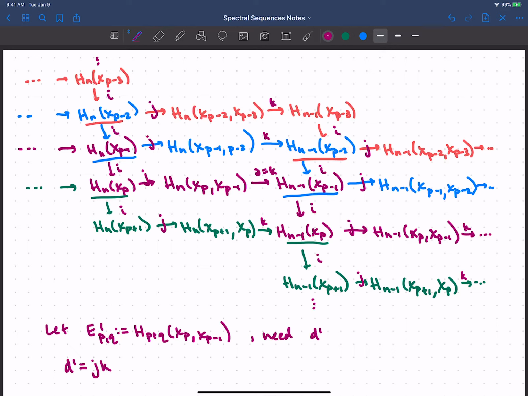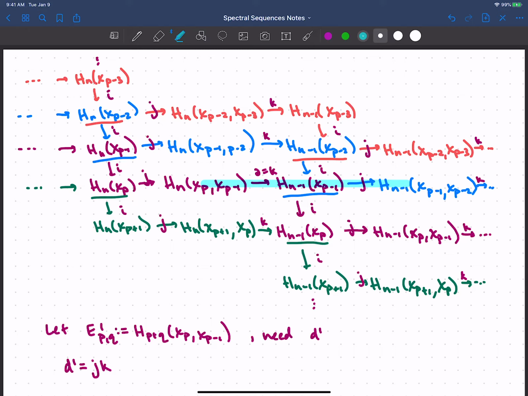Realized I missed a couple here. Okay, so then I've got some K there. Hopefully I've labeled them all now. So when I say I'm going to define D1 to be J after K, what I'm really doing here is this J after K, maybe let's highlight here. That is my D1, so that composition.